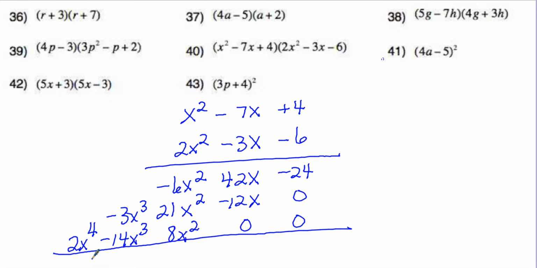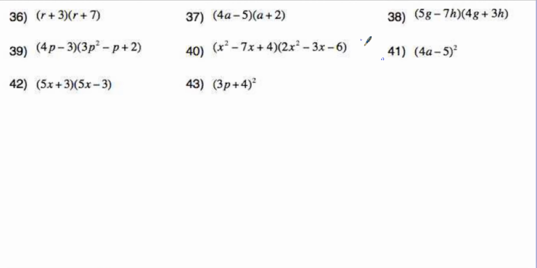So my answer here is 2x to the fourth minus 17x to the third, and then plus 23x squared, I believe, 29 minus 6, and then plus 30x's, and minus 24. So again, no matter which way you did it, if you did the box method, distributive method, that's going to get you this answer right here.